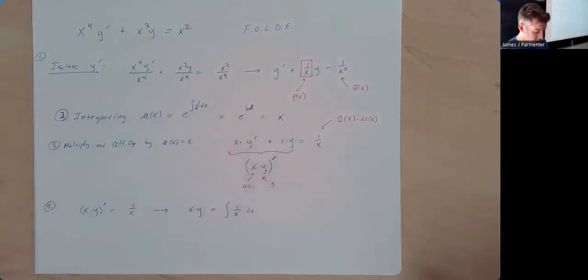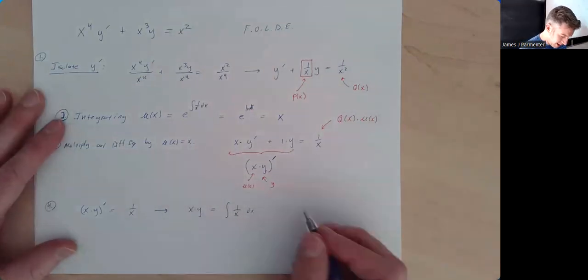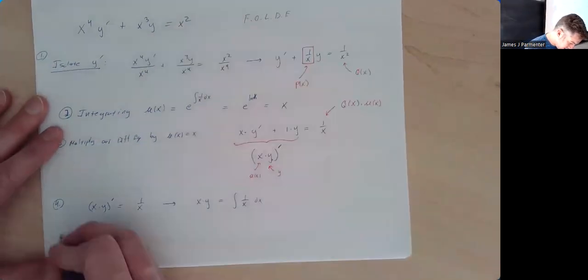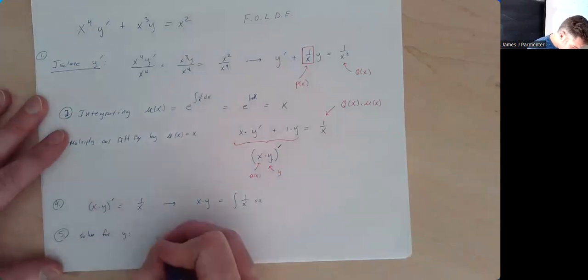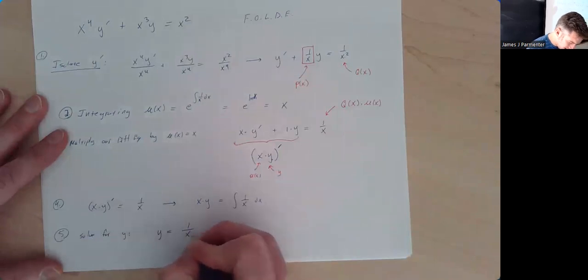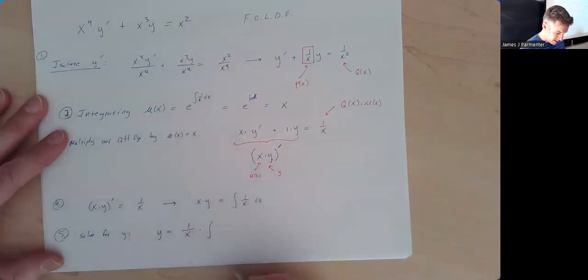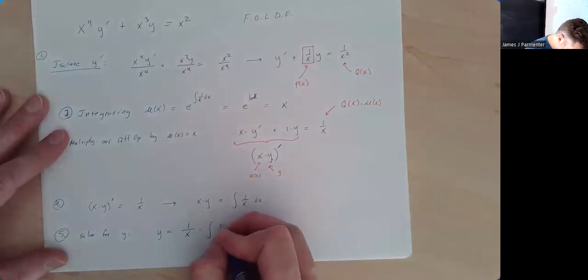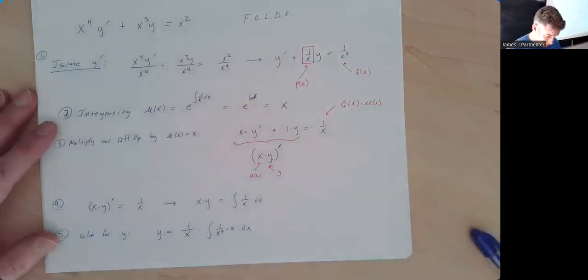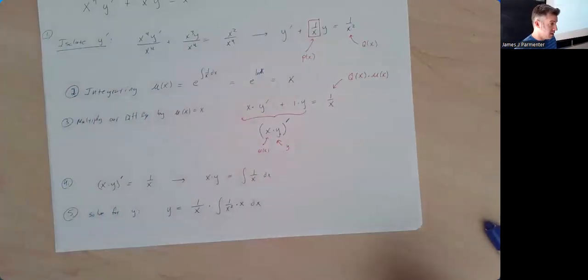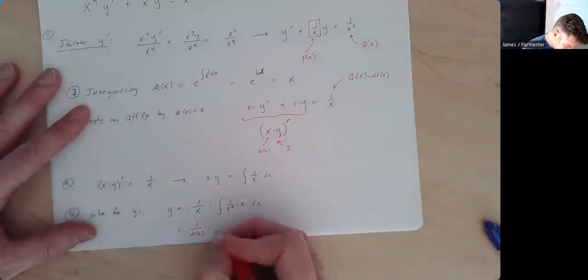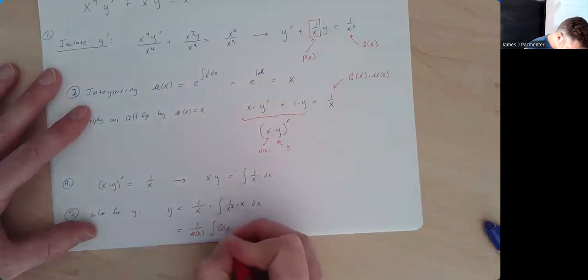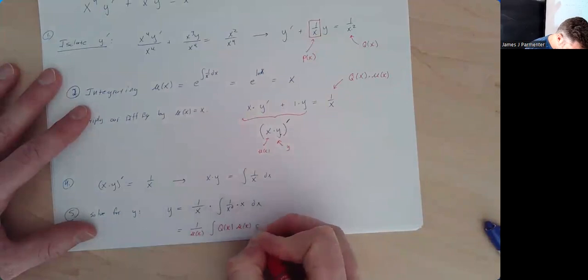Cool? Okay. And then if we solve for y, we're going to get y equal to 1 over x times the integral of, I'm going to write this more suggestively, 1 over x squared times x. So what I want you to see is that this is exactly what he said it would be. This is 1 over our integrating factor times the integral of q of x times our integrating factor mu of x.